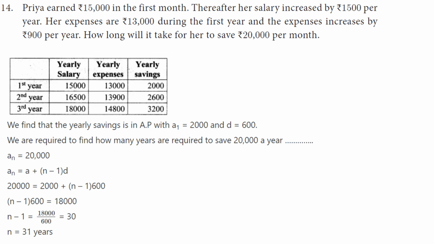So we get a1 equal to 2,000, d equal to 600. 2,600 minus 2,000, we get d equal to 600. So we will find an equal to 20,000. an equal to a plus n minus 1 into d. That is 20,000 equal to, first a is 2,000 plus n minus 1 into 600. Therefore, n minus 1 into 600 equal to 20,000 minus 2,000, 18,000. Therefore, n minus 1 equal to 18,000 by 600 equal to 30. Therefore, n equal to 30 plus 1, 31 years.